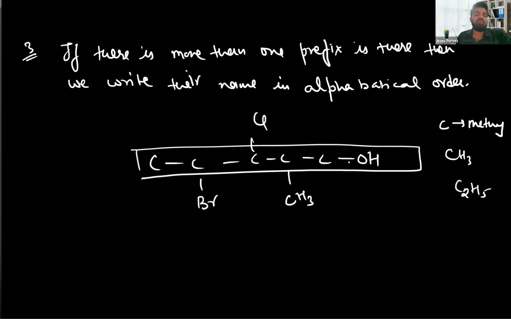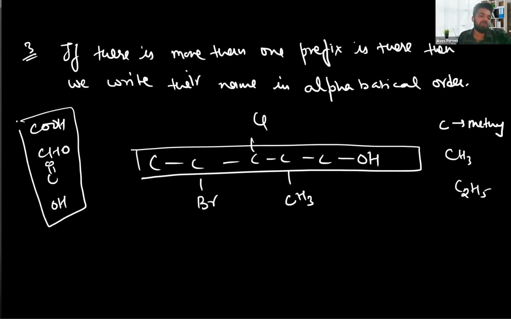And if we need to, numbering should be done in such a way that the functional group should get the lowest possible number. So this is the main functional group. The main functional groups are COOH, CHO, ketone, and alcohol. So if any one of these is attached to a carbon chain, then the smallest number should be given to it.